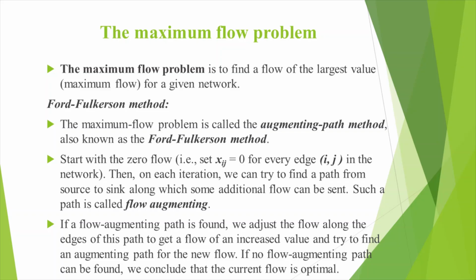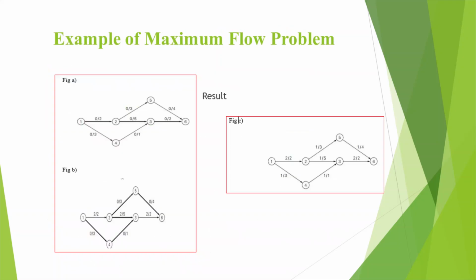Let's see an example of maximum flow problem. So there are three figures here. In the first figure A, it shows the initial configuration of the flow network. Each edge is labeled with 0 slash capacity, indicating 0 initial flow.